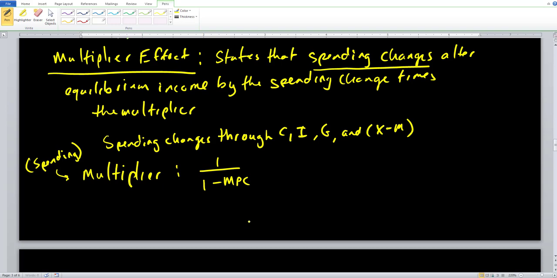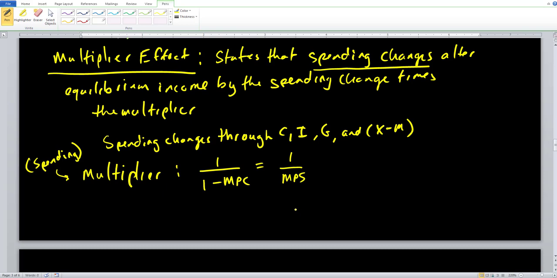Whatever multiplier comes out to be, we take that number, multiply it by the change in spending, and that will tell us exactly how much aggregate or equilibrium income is going to change by. Remember that because there is a relationship between MPC and MPS, 1 minus MPC is also equal to MPS. So 1 over MPS will get the same value. Remember that MPC plus MPS has to equal 1. So if you take 1, subtract out MPC, we'll get 1 over MPS. So remember, it doesn't really matter what formula you use. There is always enough information for you to calculate this out.